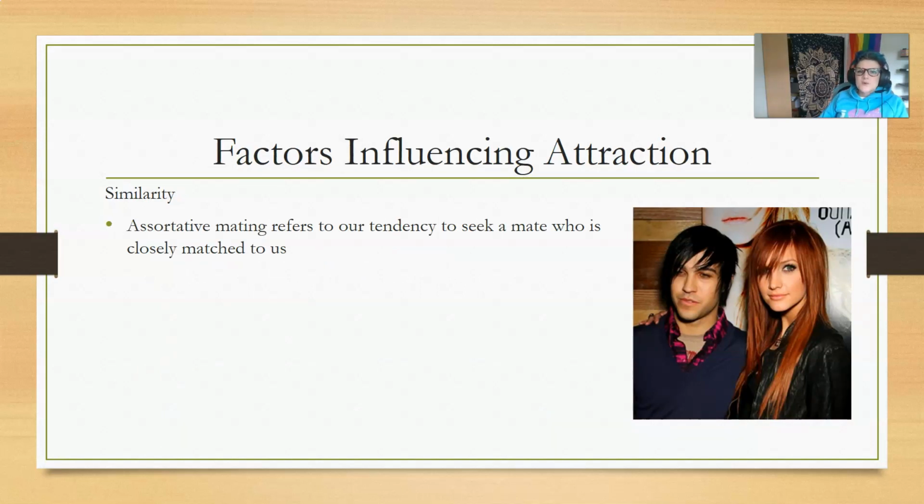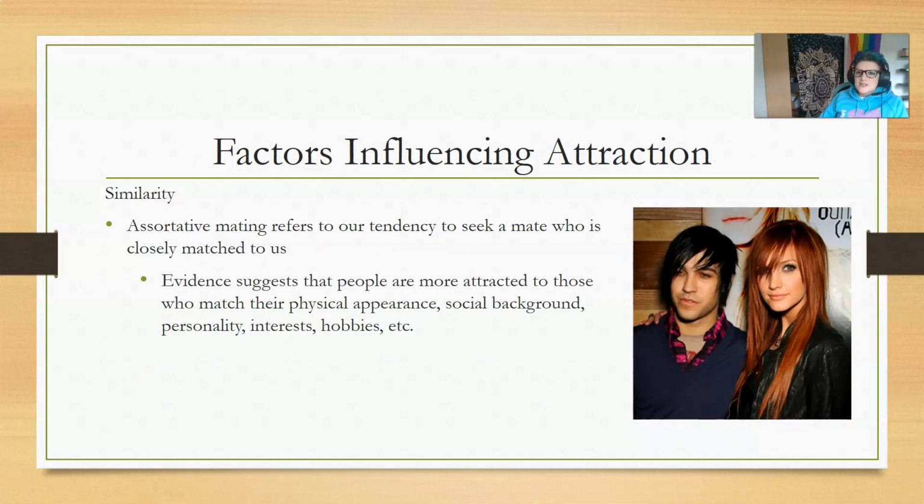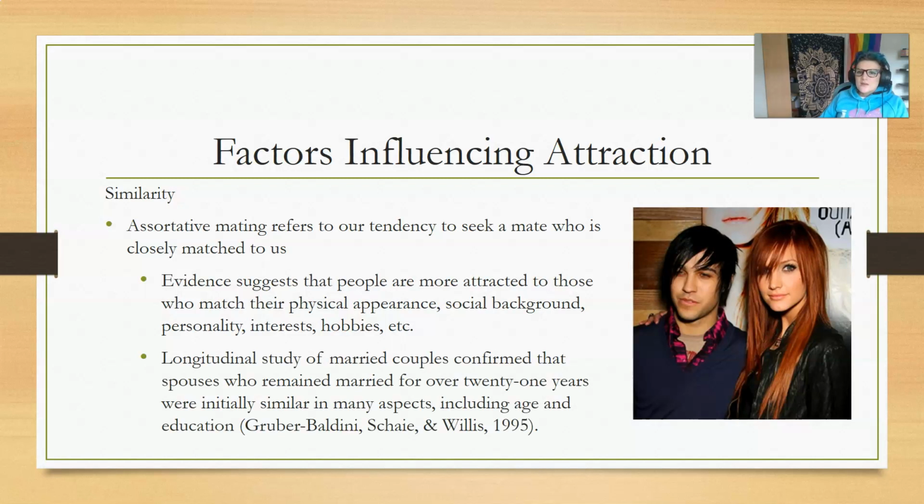Assortative mating refers to our tendency to seek a mate who is closely matched to us. And evidence suggests that people are more attracted to those who match their physical appearance, social background, personality, interests, and hobbies, etc. In fact, a longitudinal study of married couples confirmed that spouses who remain married for over 21 years were initially similar in many aspects, including age and education.